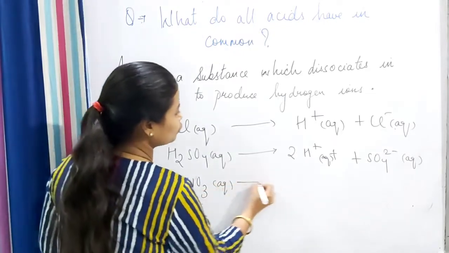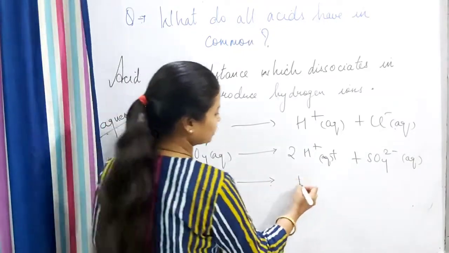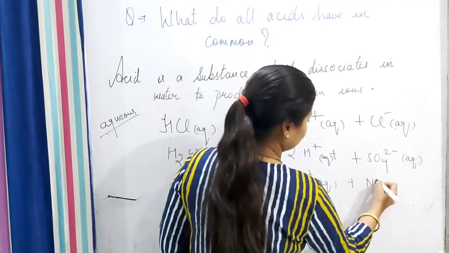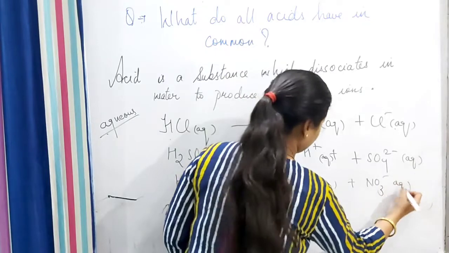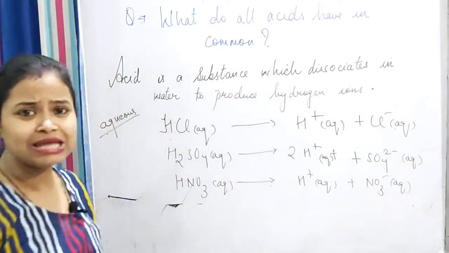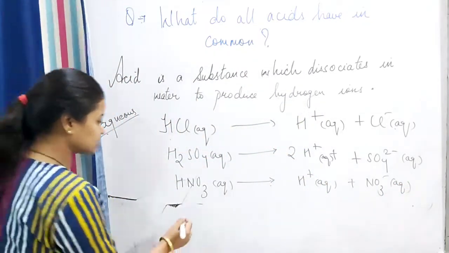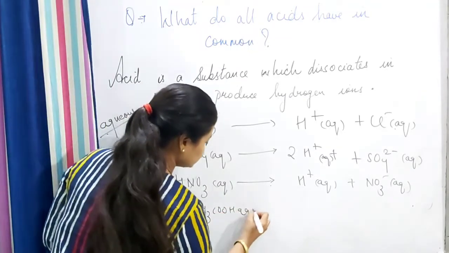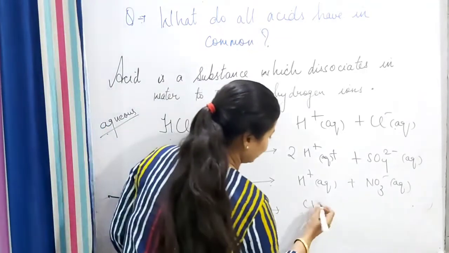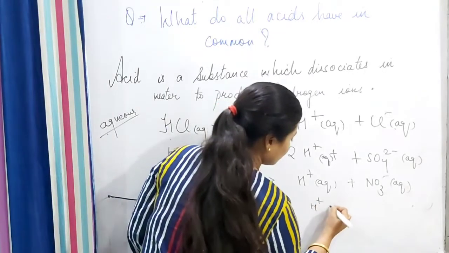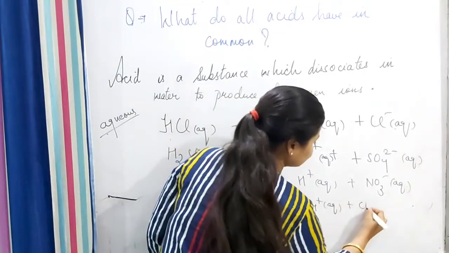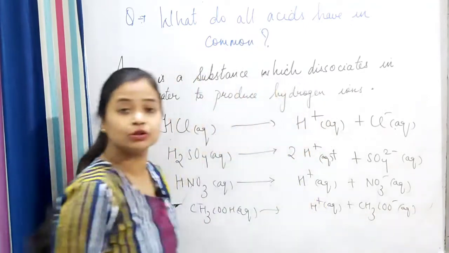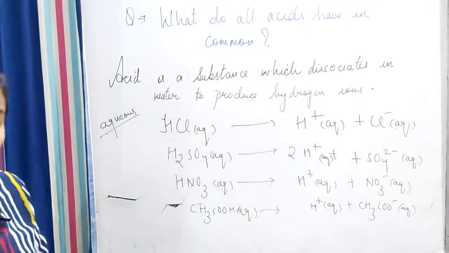आप नाइट्रिक एसिड को भी ले लीजिए. नाइट्रिक एसिड भी क्या देगा? H plus, along with NO3 minus, nitrate ion. You can take any acid. मैं acetic acid ले लेती हूँ, CH3COOH. CH3COOH भी क्या देता है? H plus, and CH3COO minus. CH3COO minus को हम क्या बोलते हैं? It is known as acetate ion.